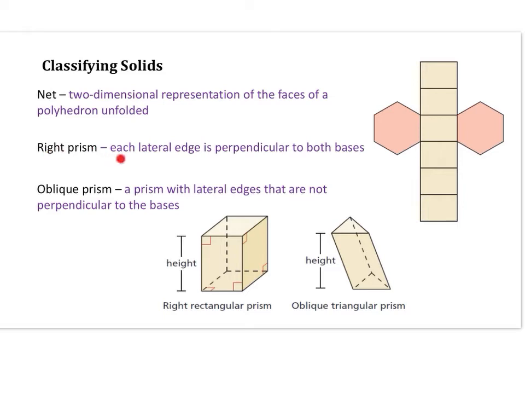You have your right prism. Each lateral edge is perpendicular to both bases. So this would be an example of a right rectangular prism. Got perpendicular to the base. Height is perpendicular as well.